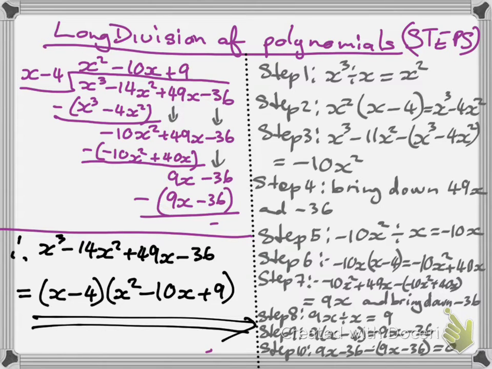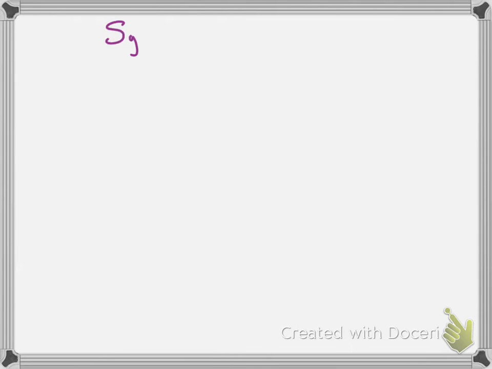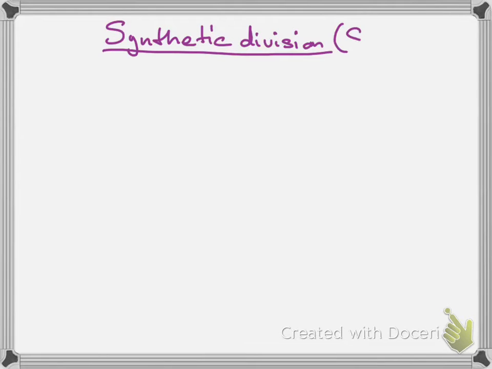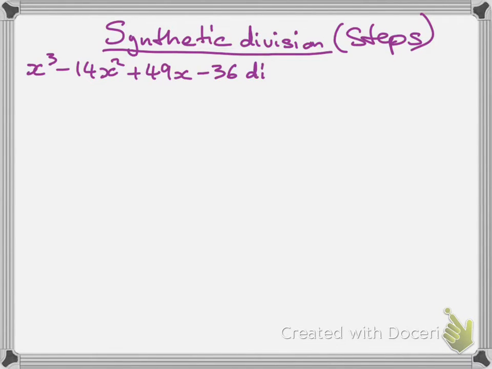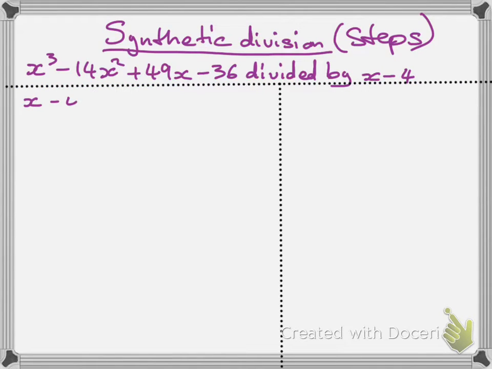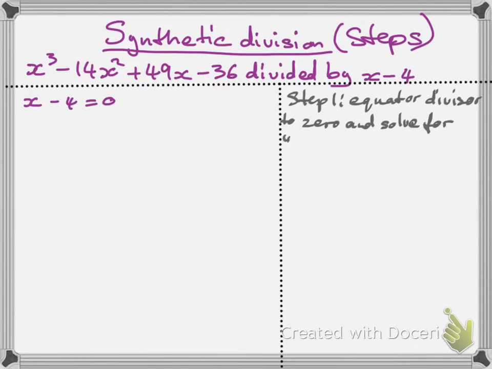Let's use the synthetic method on the same sum to see if we arrive at the same answer. So the synthetic method, this one I know that a lot of grade 12s, they like it because it's faster. We are going to say x to the power of 3 minus 14x squared plus 49x minus 36 divided by x minus 4. So we take the factor x minus 4, we equate it to 0, and then we solve for x, which is going to be x is equal to 4. And then we write down, we take the division sign, we write it upside down.